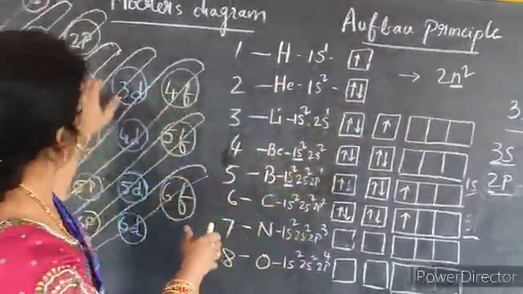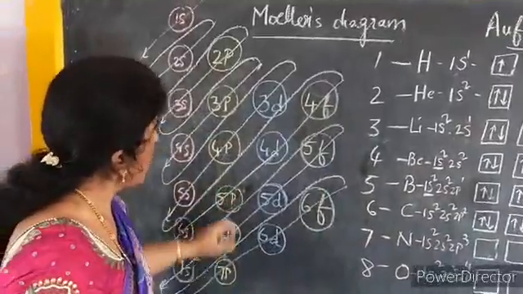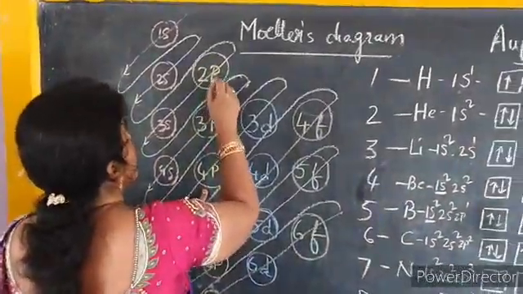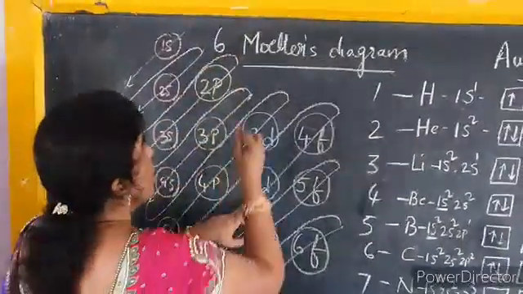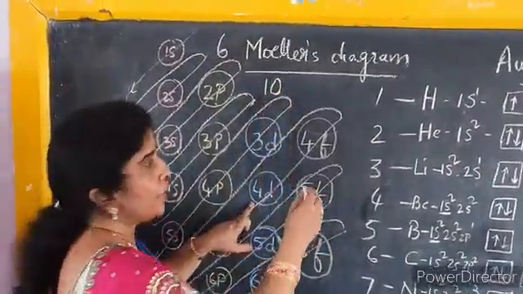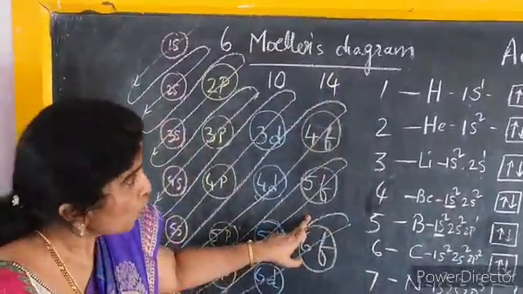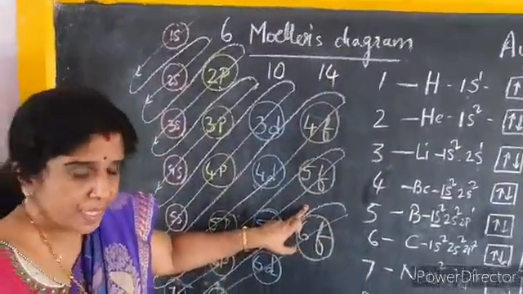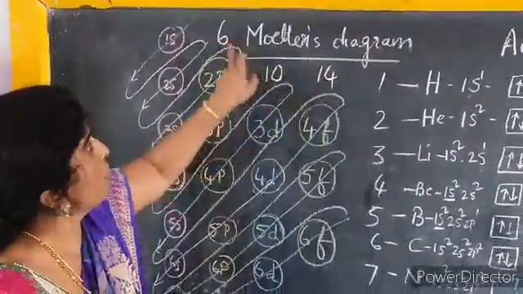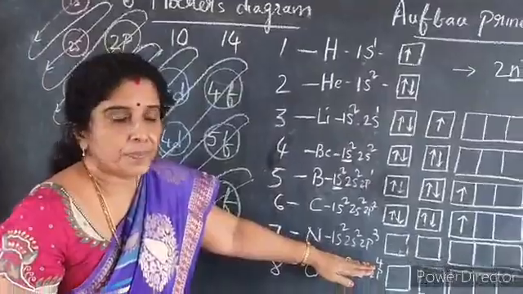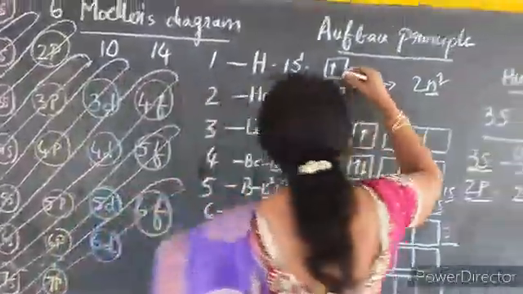Now coming to p orbitals, maximum how many electrons can a p orbital take in? Maximum 6. And d orbital can take in a total of 10. F orbital can take in a total of 14 electrons, right? So this is what you have to remember well when you are building up the configuration. Okay, now look at the configuration here.